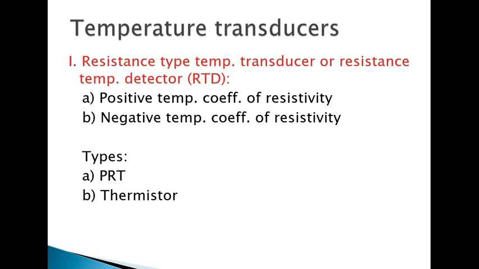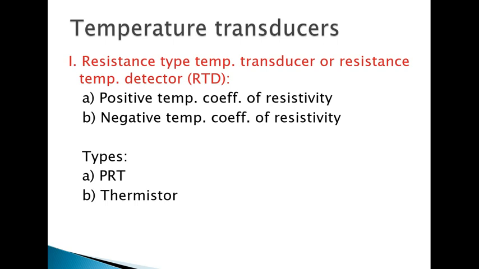But there are two types based upon the sensing material that we are using in the RTD. If we are using a conducting material like metal, then it will have a positive temperature coefficient of resistivity, meaning in this case its resistance will increase if the temperature is increased. And in the second case, if we are using some semiconductor materials, they may possess a negative temperature coefficient of resistivity, meaning what? In this case, the resistance of that semiconductor material will decrease if we increase its temperature.